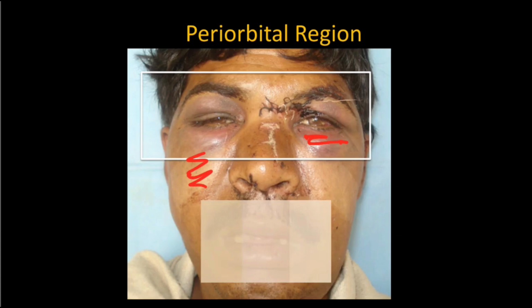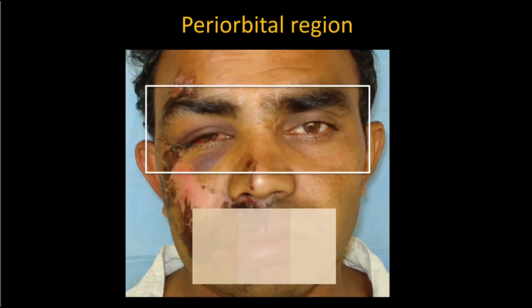Fracture of the middle orbit may lead to changes in the position of the globe, as is probably seen over here. There might be diplopia. Fracture of the posterior orbit may present with visual disturbances and oculomotor disturbances.